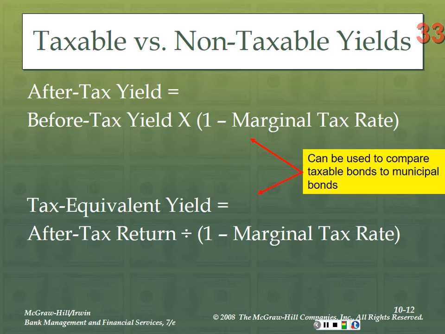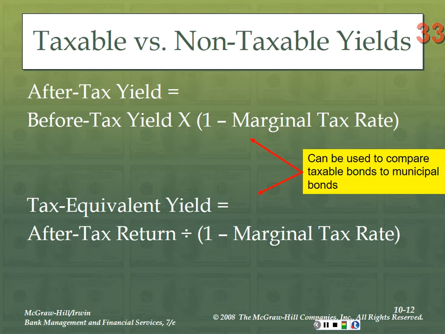And so I'm just using some nice round numbers here, okay? If you can find a government bond paying 10%, please let me know, okay? There aren't any out there. I'm just using this for example purposes. So, the taxable bond pays a 10% yield. The bank is in the 30% marginal tax rate bracket.